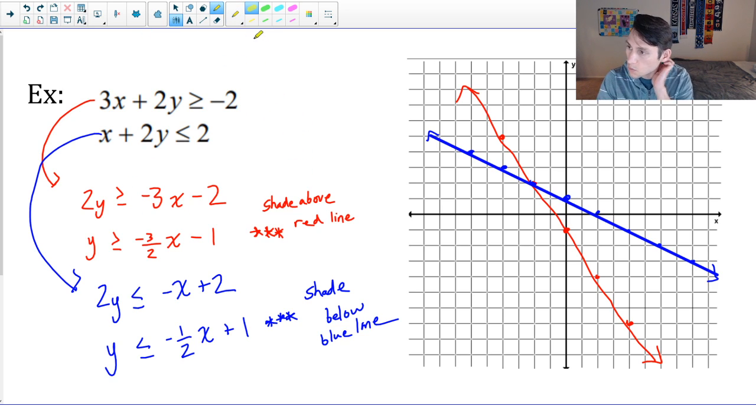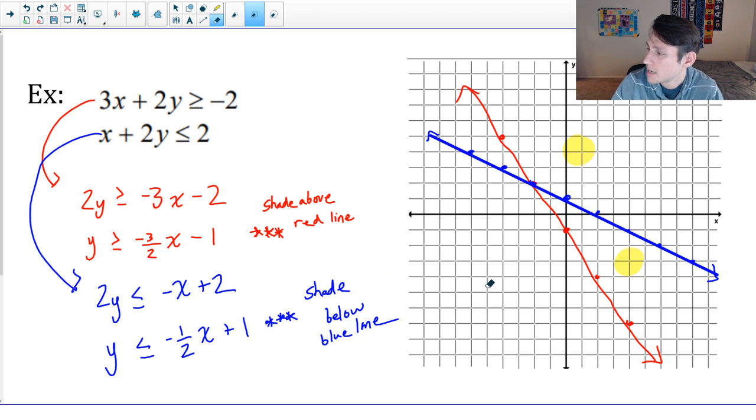And we have to determine what to shade. All right. We have 4 options. We can shade this region, this region, this region, or this region. So first, that's why I wrote these out here to help me. I know I want to shade above the red line. Well, only this region and this region is above the red line. This region is below it, and this region is also below the red line. Okay, so those cannot be options.